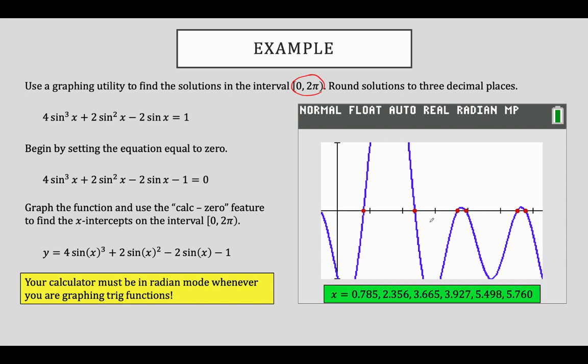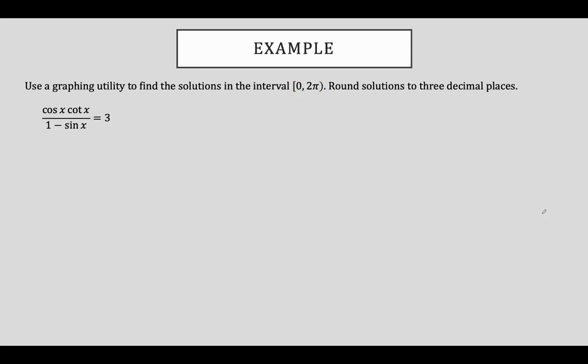X is equal to 0.785, 2.356, 3.665, 3.927, 5.498, and 5.760. All right, so there are 6 solutions corresponding to our 6 x-intercepts, or zeros, between 0 and 2 pi. Let's try another one.